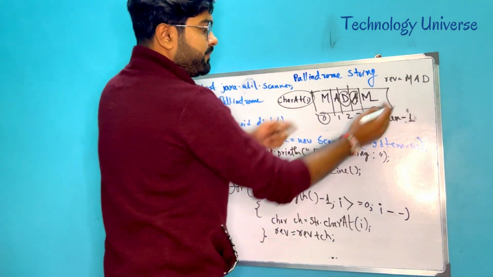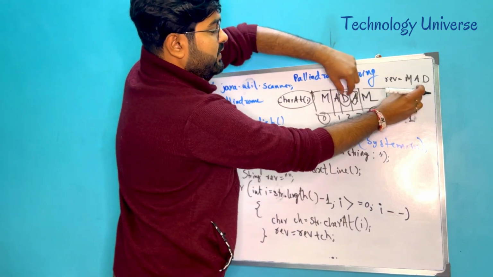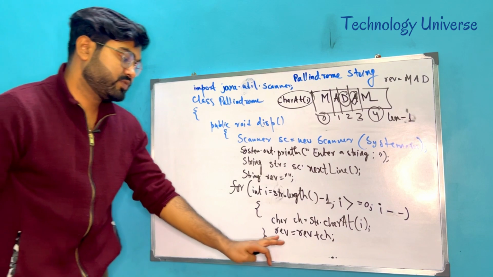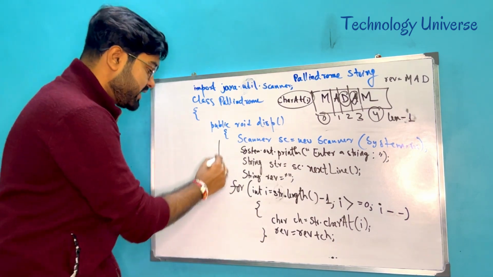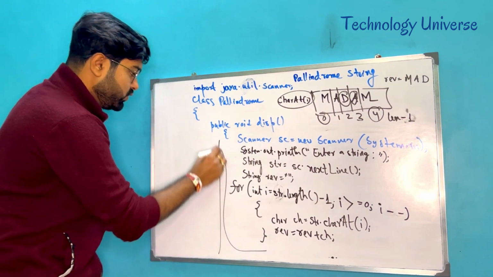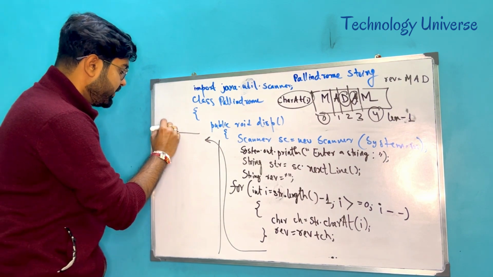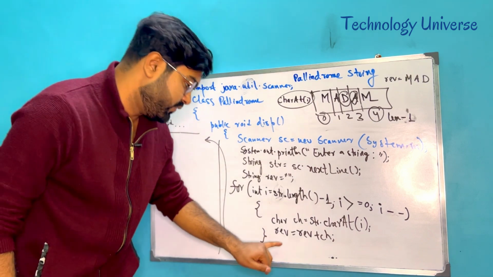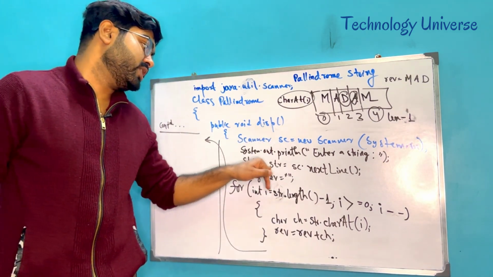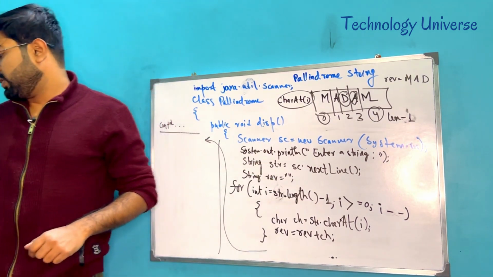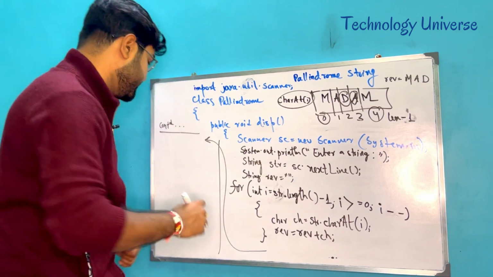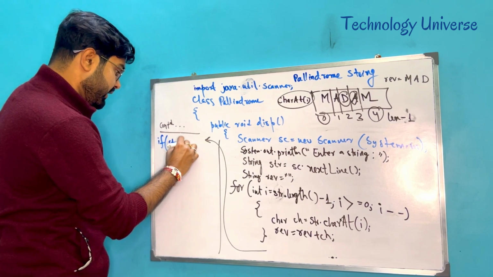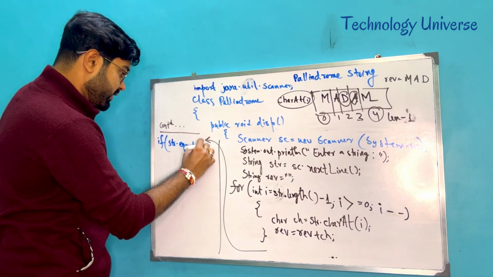So that we are doing m, then after that a, then after that d. Likewise I am calculating the reverse in this variable. Now once the reverse has been prepared, what do I have to do? Once the reverse has been prepared, I have to check whether this reverse string is equal to the original string or not. So I would be using equals ignore case. So I would be using if str dot equals ignore case.